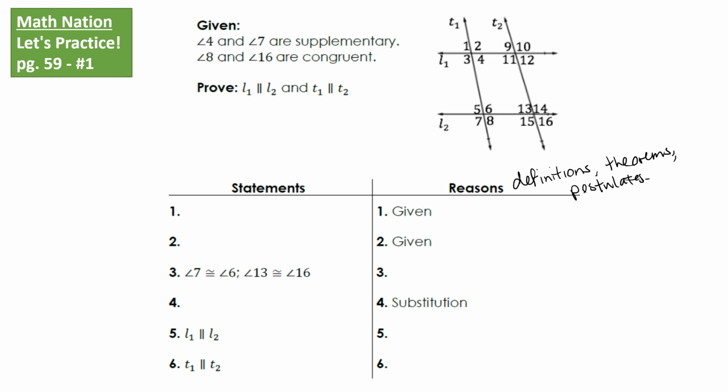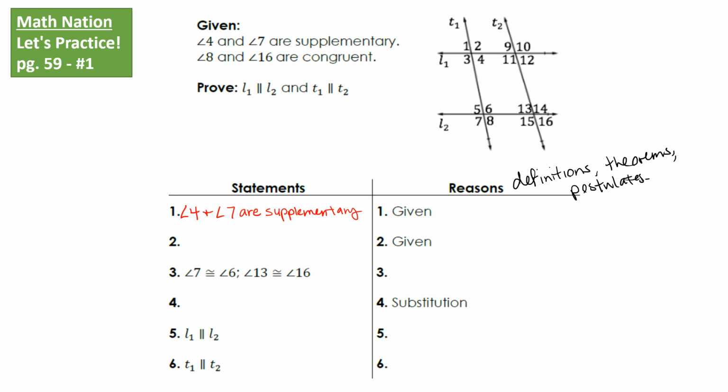So the first thing that has been given to us is that angles 4 and 7 are supplementary. Okay, so we know that there's a relationship to that. And if it's given, then that can just be put here in this first statement. So remember, when we're doing a two-column proof, normally the first couple statements are always given to us anyway. So we got that first statement out the way.